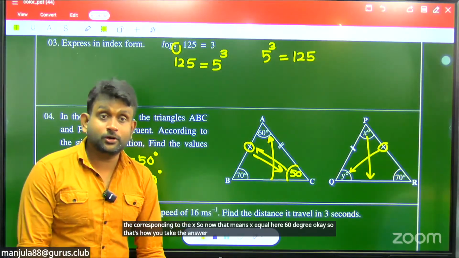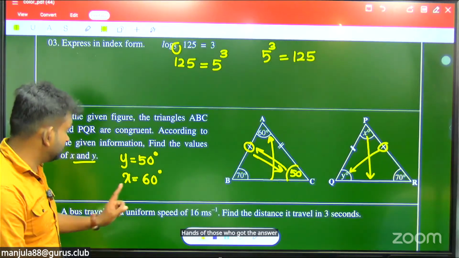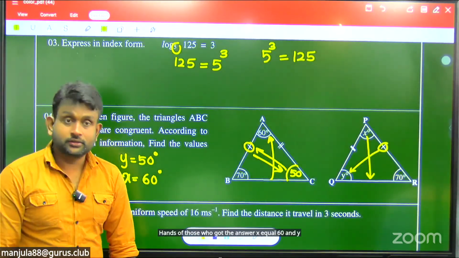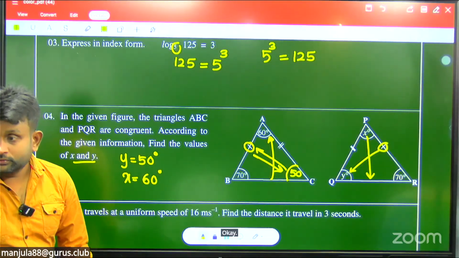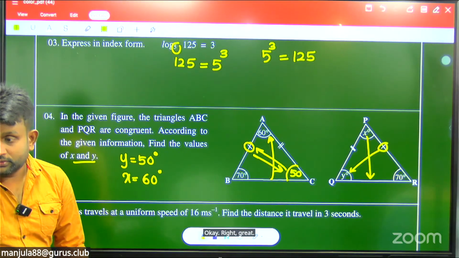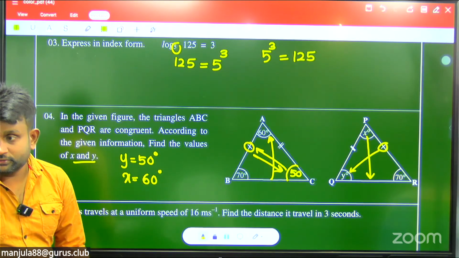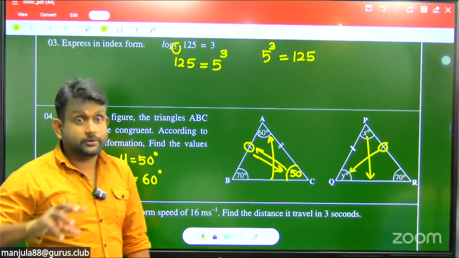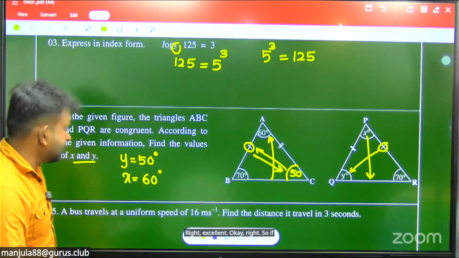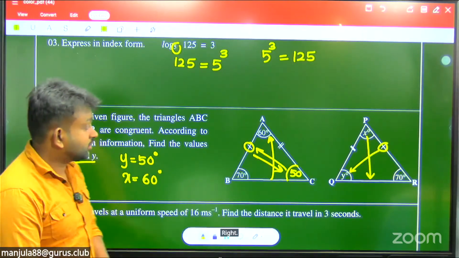Hands up those who got the answer. x equals 60 and y equals 50. Okay. Right, great. Right, excellent. Okay, right. So if any questions, ask. Okay, right. Understood how to take the correspondency?